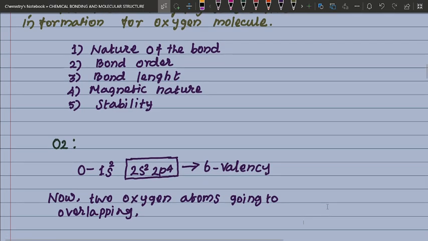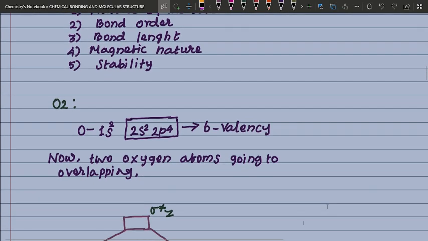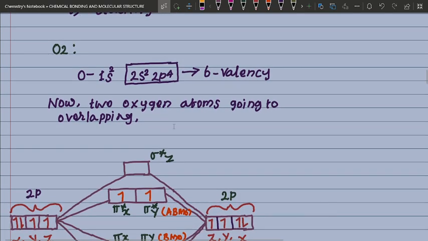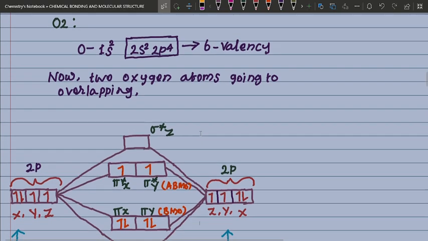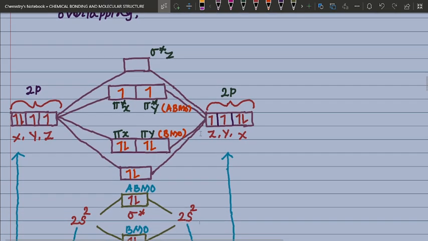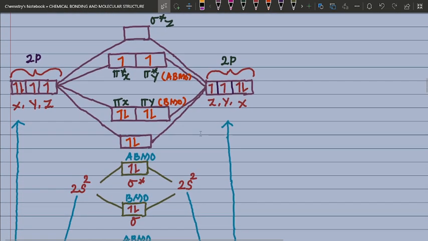See, for the O2 molecule, we know that oxygen valence is 6. Here, see the electron configuration 1s2, 2s2, 2p4. This is the valence electrons. Now, 2 oxygen atoms are going to overlap below. See the diagram below. Please look carefully at this diagram. If you have any confusion, see the diagram again.